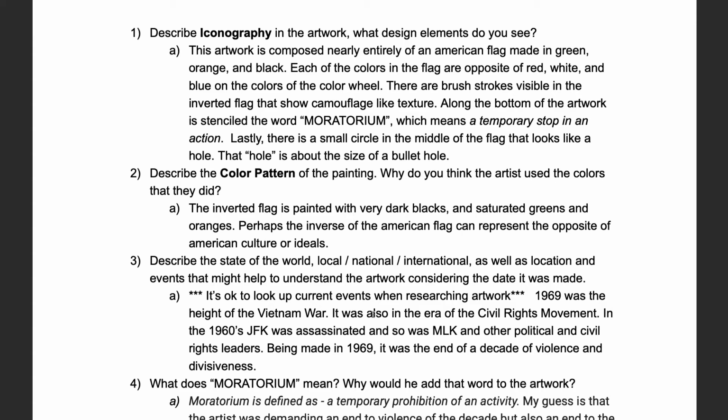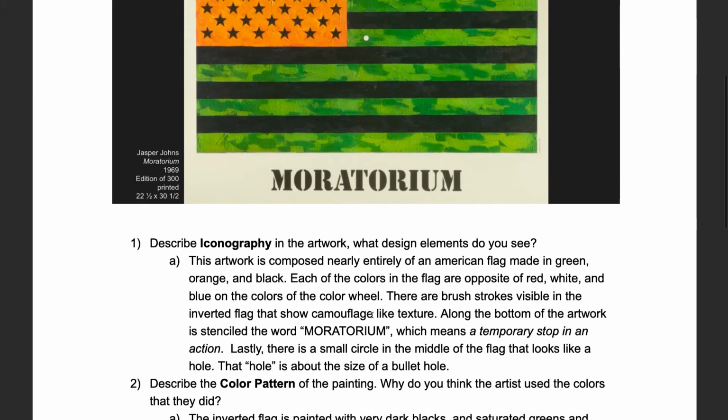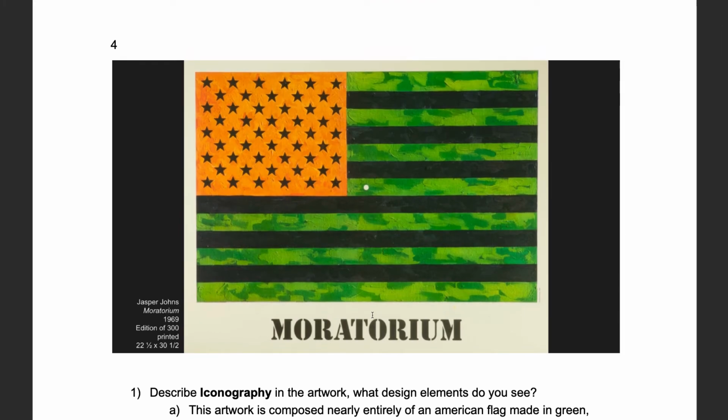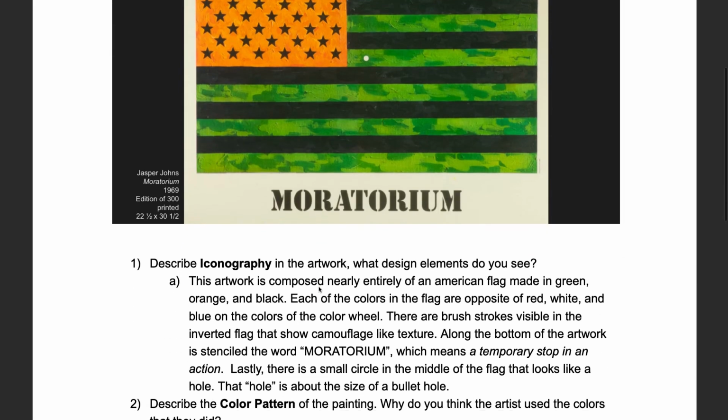It was also the era of the Civil Rights Movement. In the 1960s, JFK was assassinated, and so was Martin Luther King and other political and civil rights leaders. Being made in 1969, it was the end of a decade of violence and divisiveness. So we had people getting killed, like politicians getting killed. We had the civil rights movement and people getting killed with that. We had the Vietnam War and people getting killed with that. That was all happening in 1969.